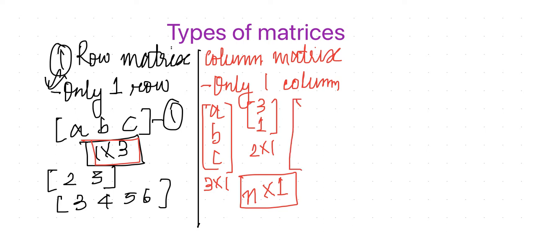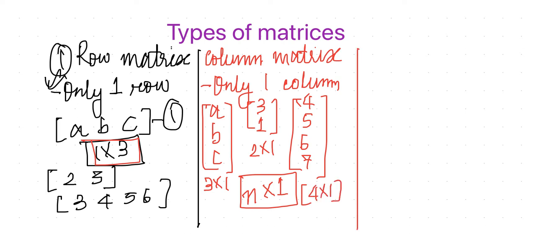Suppose I am taking it like this, wherein I am taking 4, 5, 6, 7. So how many rows are there, children? 4. So what will be my order? My order is 4 into 1. Okay. So what are you seeing here basically? That in a row matrix it is 1 into 3 and in a column matrix it is 3 into 1. So this is the way, and the prime condition is that there is only one row and only one column.